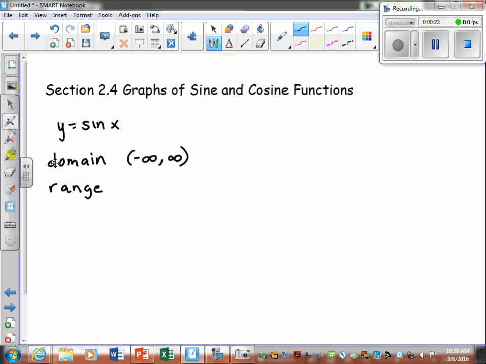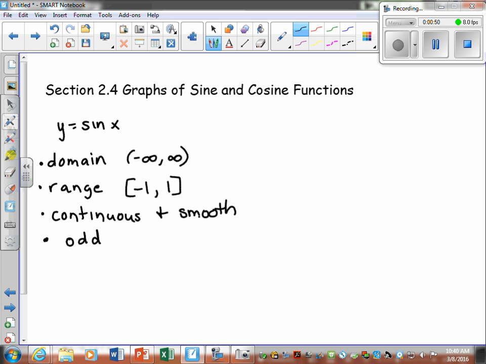The range is going to be, let me change that to a bracket, so it's from -1 to +1. It's considered continuous and smooth. Sine is an odd function, and we talked about odd properties in the last lesson. It has a period of 2 pi. And we also remember that this one goes through the origin, the parent graph. The origin meaning the 0, 0.